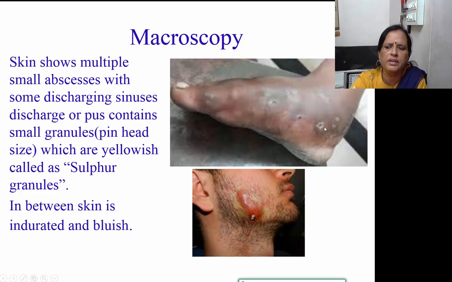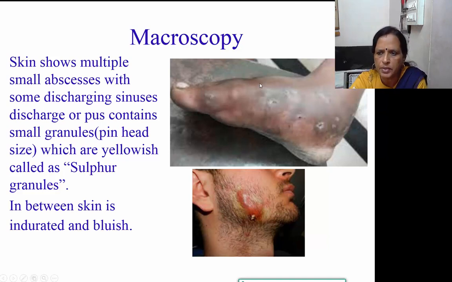So that's what we are seeing, sinuses. Here there is one sinus. It's got some content which is coming out also. This is typically the sulfur granules. Discharging sinuses discharge pus or contain some pinhead sized yellowish structures, that is sulfur granules.